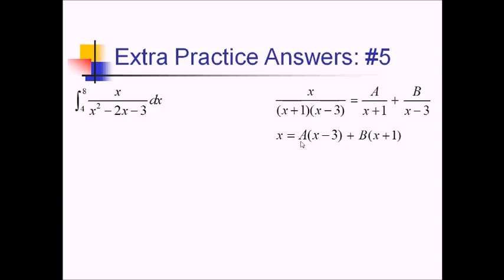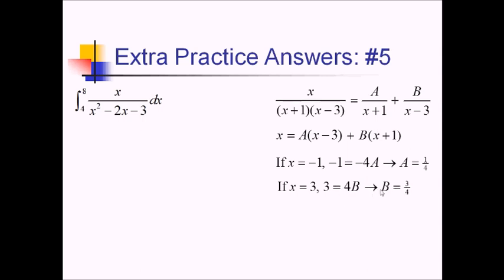I'm going to find a first. So let me pick x equals negative 1, so I can get rid of that b term, because then I've got b times 0. So then I have negative 1 equals a times negative 4, negative 4a. That means a is going to be 1/4 if I divide by negative 4. Now I'm going to find the b value. So I'm going to use an x value of 3 because that's going to zero out the a term. So I'll have 3 equals b times 4, so 4b. Dividing, I get b equals 3/4.